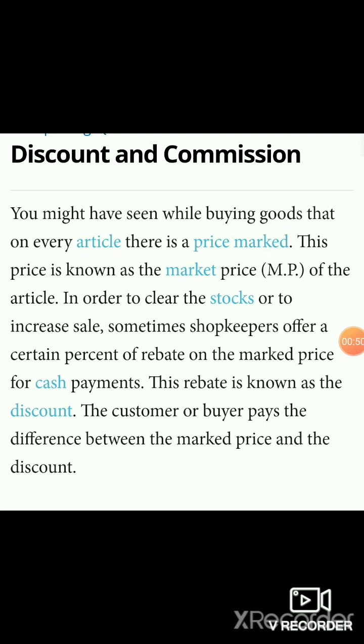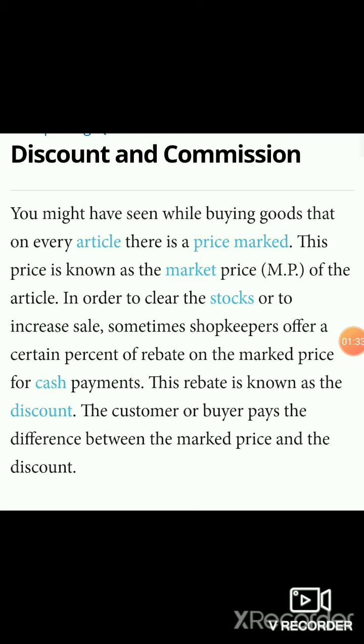Sometimes you will see on the tag 20% off, 30% off, or any other off, and this rebate is known as discount. Shopkeepers, in order to clear the stock or to increase the sale, sometimes offer a certain percent of rebate on the mark price for cash payment. This rebate is known as discount, and the customer or buyer pays the difference between the mark price and the discount. They have to pay only rupees less than the mark price.